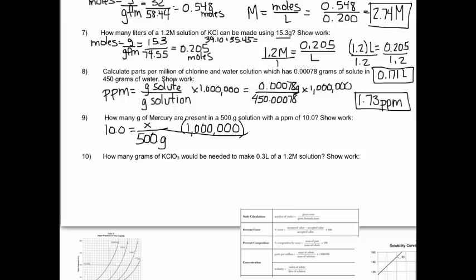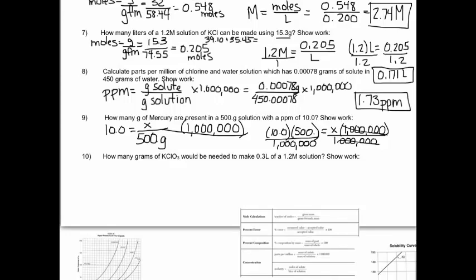Normally, in order to get rid of something in the denominator, we would just multiply by it. That's the inverse operation. So we're going to multiply the 500 times the 10. And we'll still have the X times the 1 million. In order to get rid of the million now, we're going to divide by 1 million, and we need to do that to the other side as well. These cancel out, and now we just need to do the math.